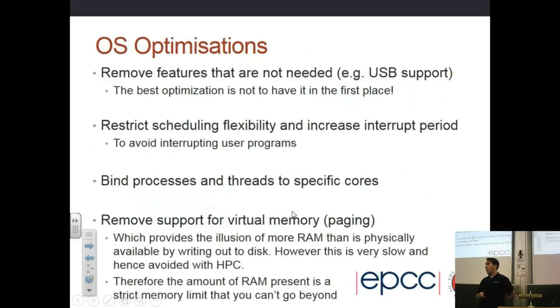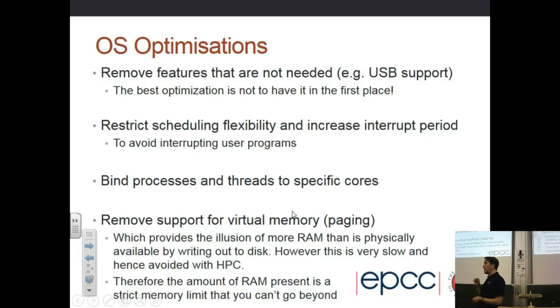And one of the most important things that you do is you remove features that are not needed. You don't need USB support. You don't need to interrupt. The reason that your typical operating system checks every 10 milliseconds what do I need to do, do I need to move stuff around, is that it's a multi-purpose general user system. If you've got one person running on a node all the time, you can reduce that interrupt period. So you don't need to interrupt people, you can really back off on it.